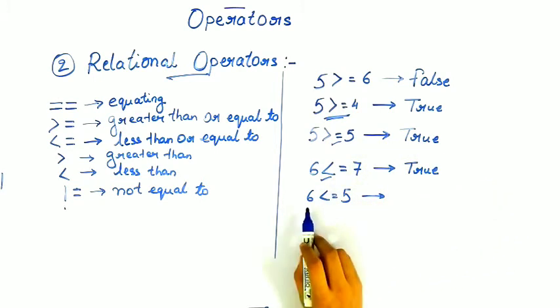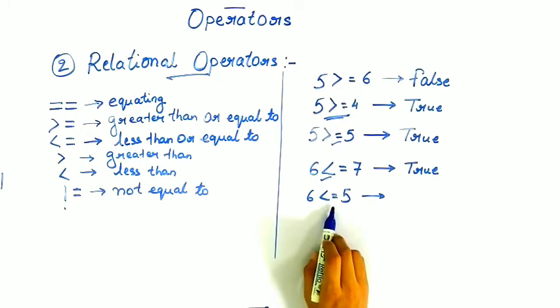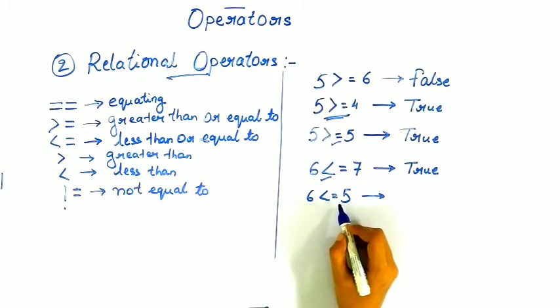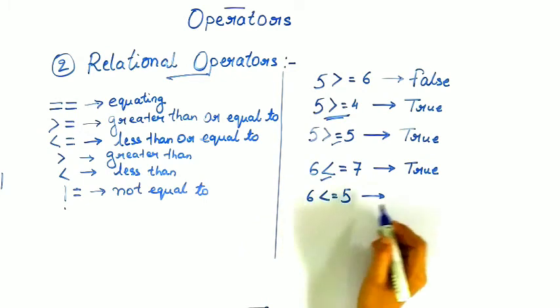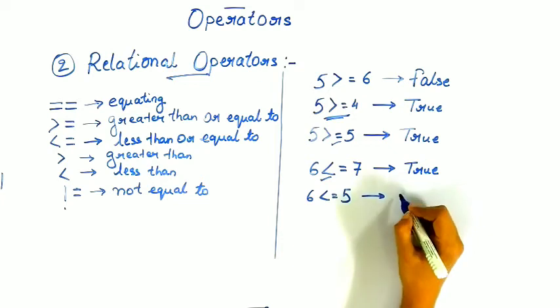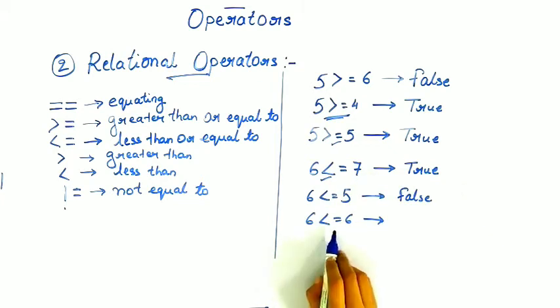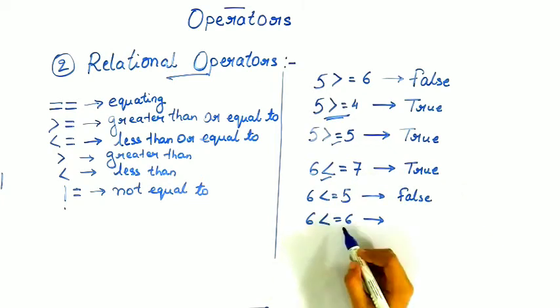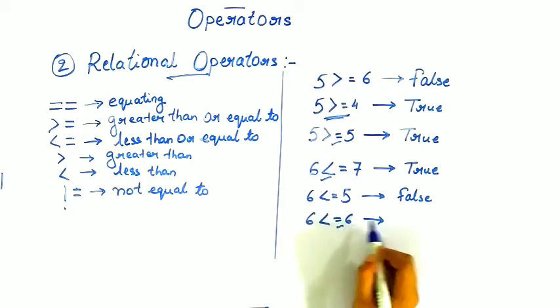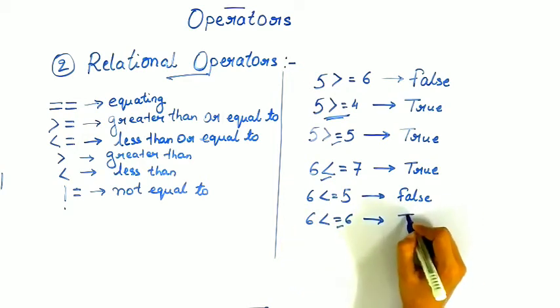Second, is 6 less than or equal to 5? No, it didn't satisfy any of the conditions. Therefore, the value returned will be false. Is 6 less than or equal to 6? Yes, 6 is equal to 6. Therefore, a true will be returned.